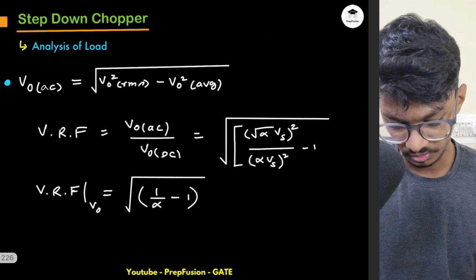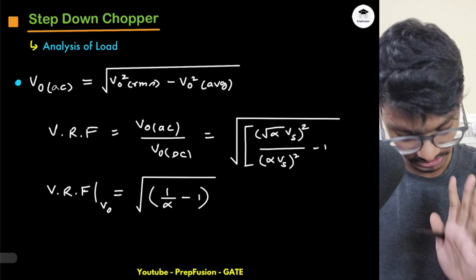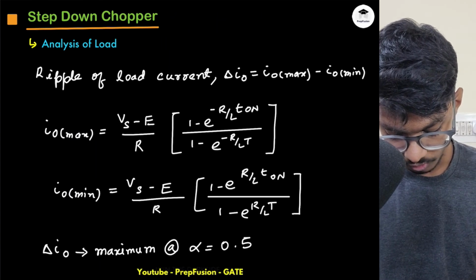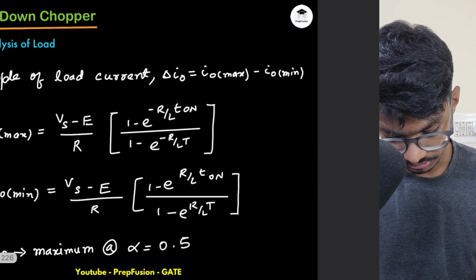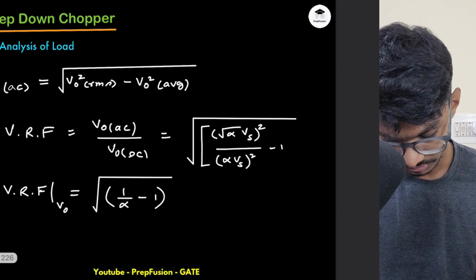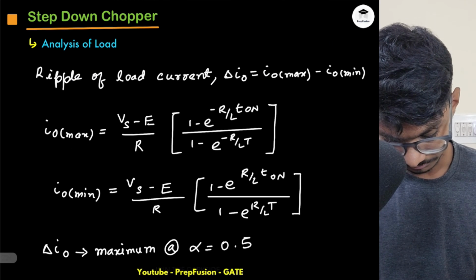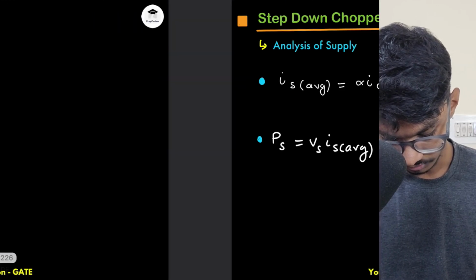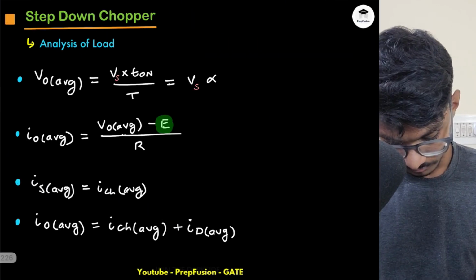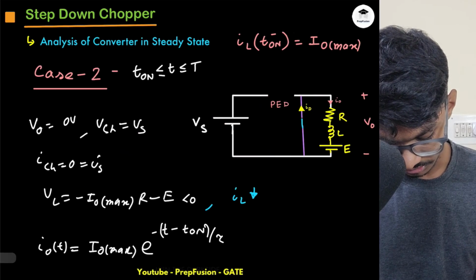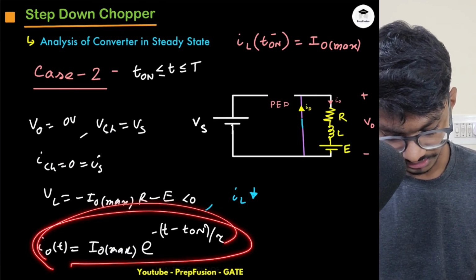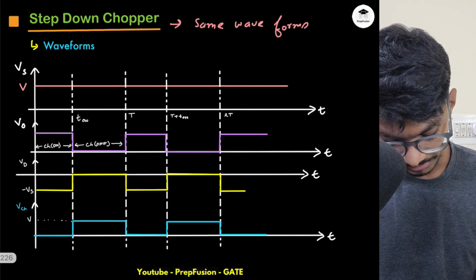So this is the equation, right? Let me just take one example. My IO minimum, not this. Where have I derived it? Ripple is this. Okay, this was for the RLE load, right? So if I find here, what is my IO minimum? I have derived here, right? So this is my IO of T in case 2. It is reducing from the maximum value.